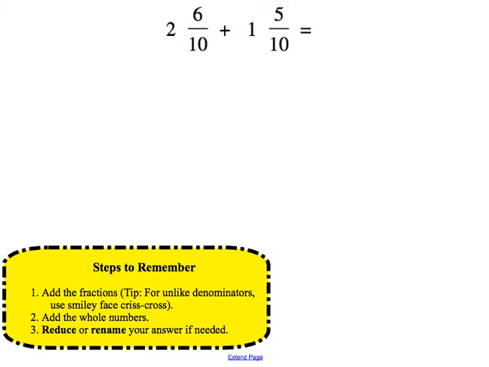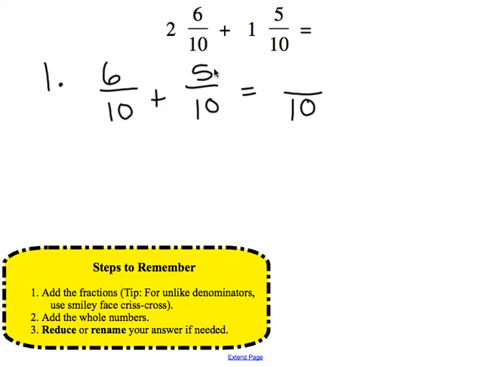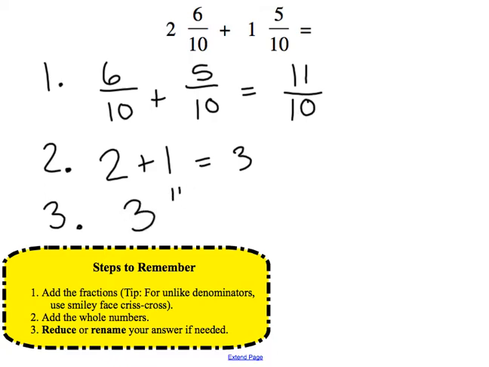Next problem, we have 2 6/10 plus 1 5/10. Let's start with step 1, which is adding the fractions. 6/10 plus 5/10. Again, our denominator is going to stay the same. We have like denominators, which is easier. We don't have to change anything. Our numerators, 6 plus 5 is 11. Step 2, we're going to add our whole numbers. 2 plus 1 equals 3. And then in step 3, we put our whole numbers and our fractions back together. So we have 3 11/10.